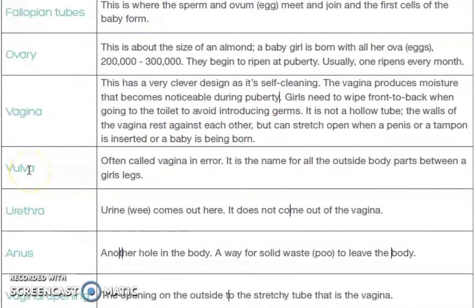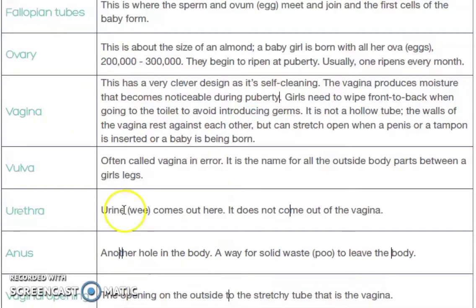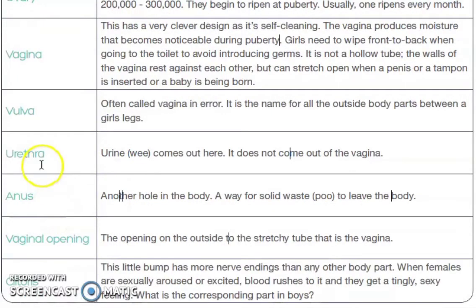Next is the vulva, often called vagina in error. It is the name for all the outside body parts between a girl's legs. So, again, di ba ang vagina kay maoning naa sa sulod. So, kanang tanan na makita nimo outside, ang tawag din niya kay vulva. Urethra, urine, comes out here. It does not come out of the vagina.